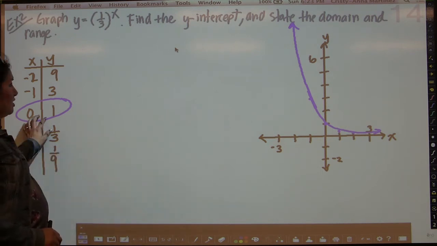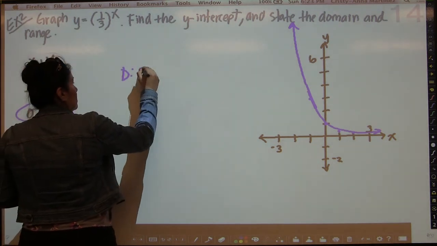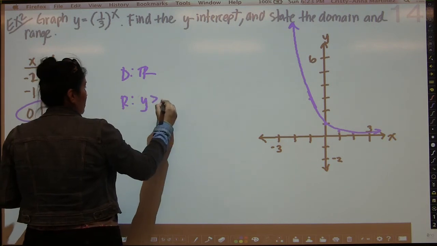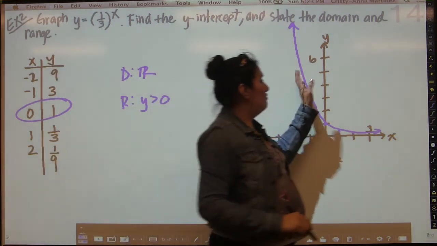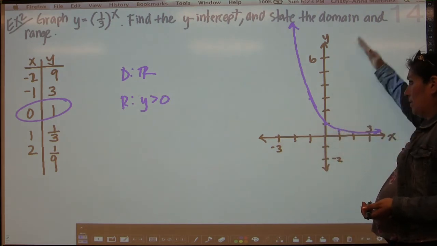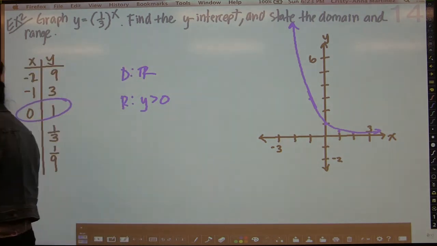So the y-intercept, (0, 1). Our domain, again, all reals. Still have no issues with domain. The range is still going to be y greater than 0. Even though the graph has been flipped, we still don't have any y values down here, so we're still going from here on up. So y greater than 0. All right?